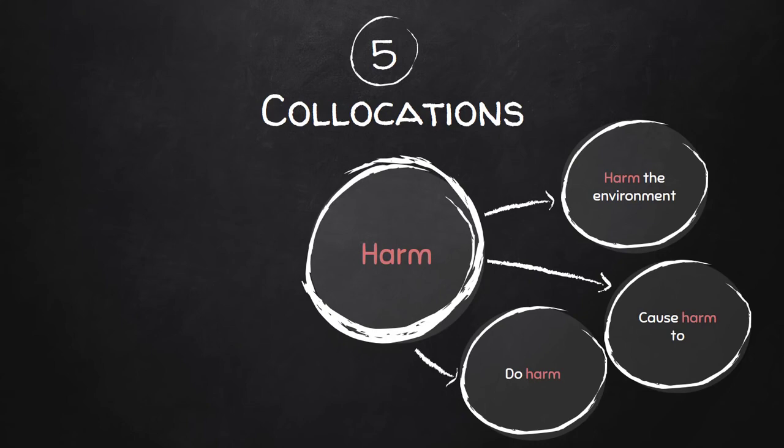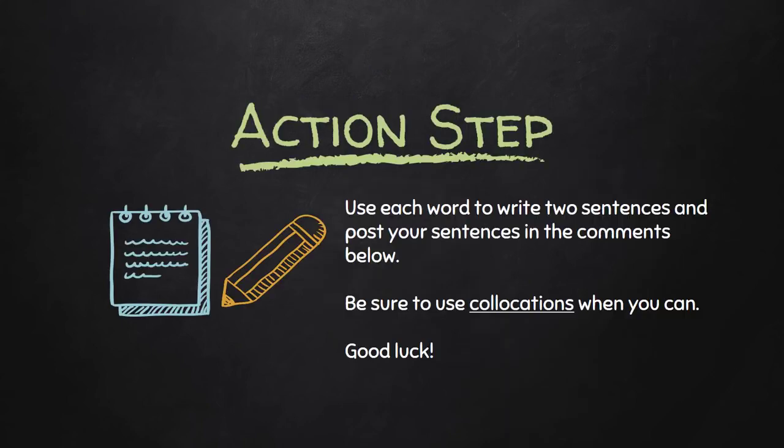This is all we have for this lesson. Please try your best to remember these global warming words so that you can use them on your IELTS test. So your action step this lesson is to use each word that we covered to write 2 sentences and post your sentences in the comments below. Be sure to use the collocations we introduced whenever you can. Now remember, collocation means words that often go together.